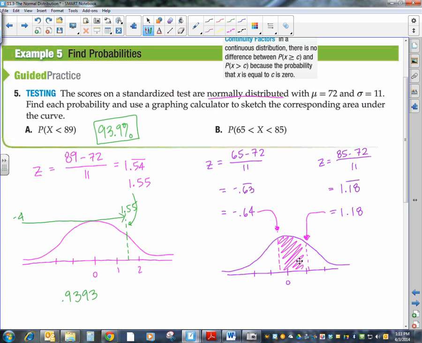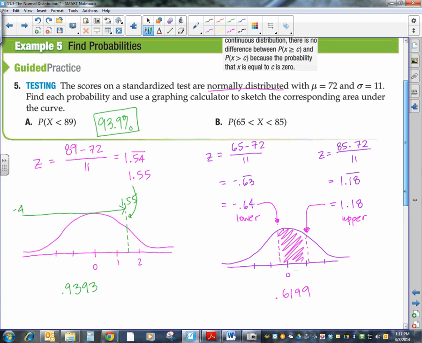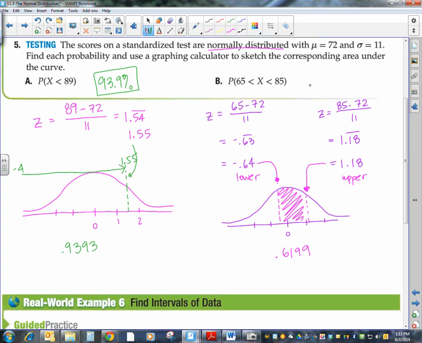But if you use the calculator and it asks you for the lower bound and the upper bound, then you can just put in those numbers and your calculator will spit it back to you at 0.6199, and so forth. And so the answer to this problem will be about 62%.